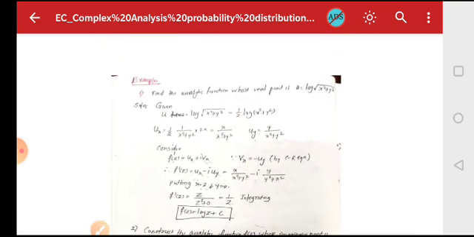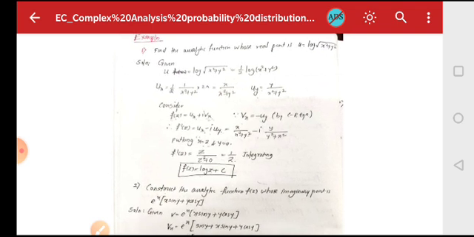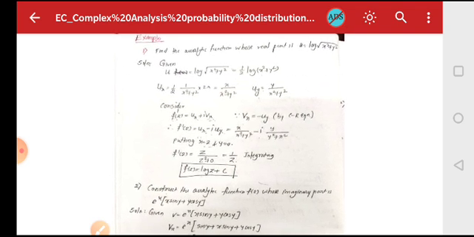For example, first one, find the analytic function whose real part is u is equal to log of square root of x square plus y square. Solution. Given u is equal to log of square root of x square plus y square, which can also be written as 1 by 2 times log of x square plus y square. Then ux is equal to 1 by 2 into 1 upon x square plus y square into 2x, which can be written as x upon x square plus y square. And uy is equal to y upon x square plus y square.